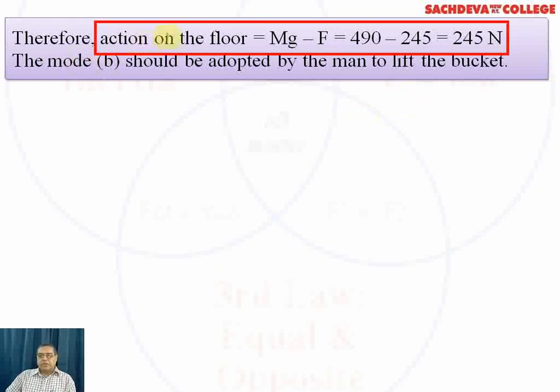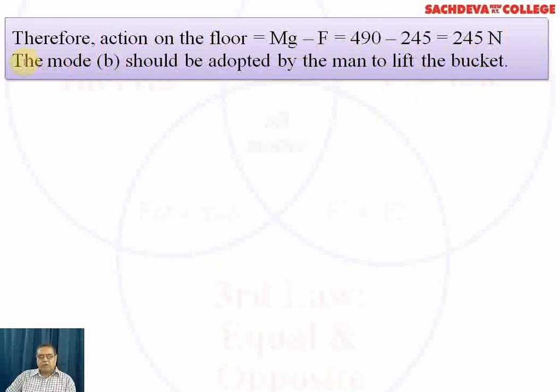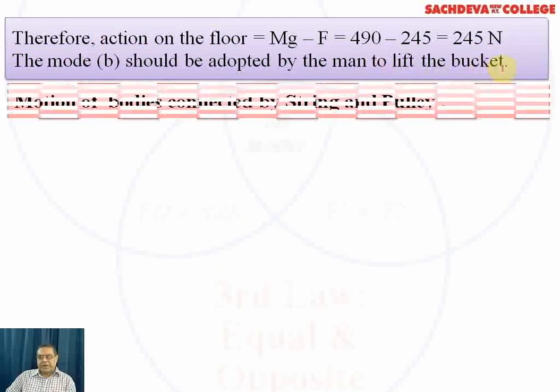Therefore, action on the floor is mg minus F, 490 minus 245. It will be 245 newtons. And mode B should be adopted by the man to lift the bucket.